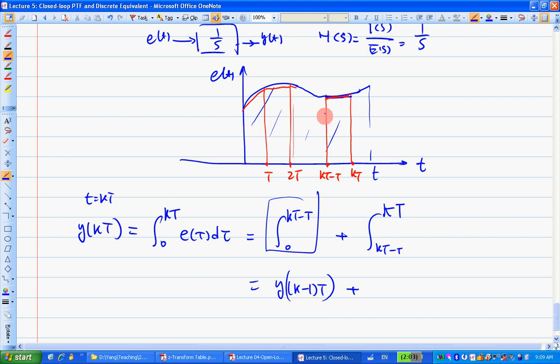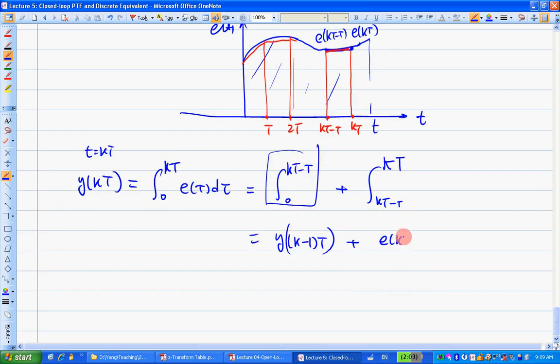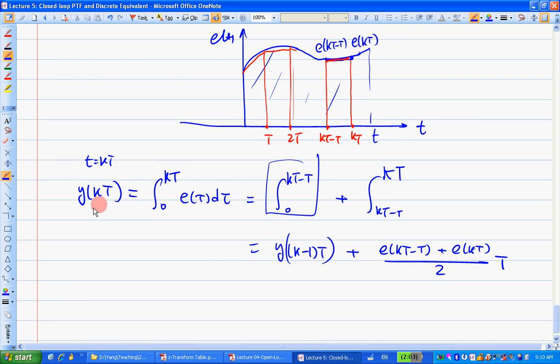So what will be these sides? This one is e of kT minus T, and this one is e of kT. It's a plus, right? So e of kT minus T plus e of kT, divided by 2, multiplied by this height T. See, if I write it here, that's it.